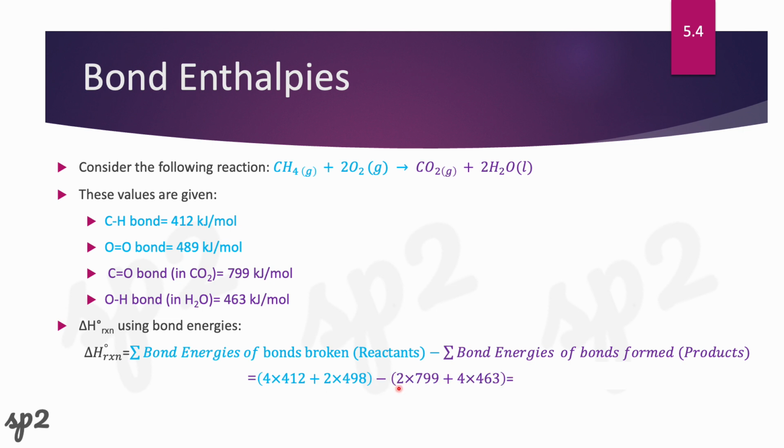On the product side, I have 2 by 799, which is the 2 C=O bonds in your CO2. And we also have 4 of the O-H bonds for the 2 molecules of water. Each molecule has 2 bonds, and because I have 2 of them, it's going to be 4 by 463. That is going to give us negative 806 kJ per mole. Cool.